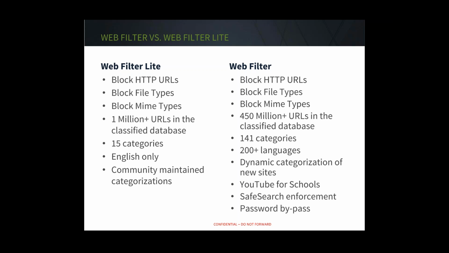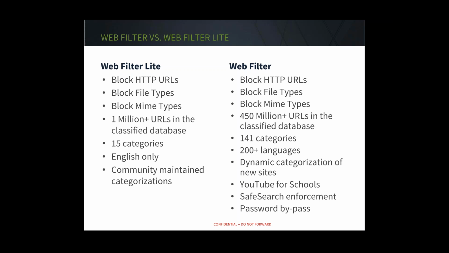So let's talk about the light. Both can block HTTP, both can block file types, both can block MIME types, but the difference really comes into play when you look at the databases that are used on the back end. Our light package is community maintained, basically updated by our community, and I mean, it's a great number, but it has no comparison to what we use for our paid option. It's got 1 million+ URLs in the classified database. It does have 15 categories. That could suffice for you. It is English only, and again, it's community maintained.